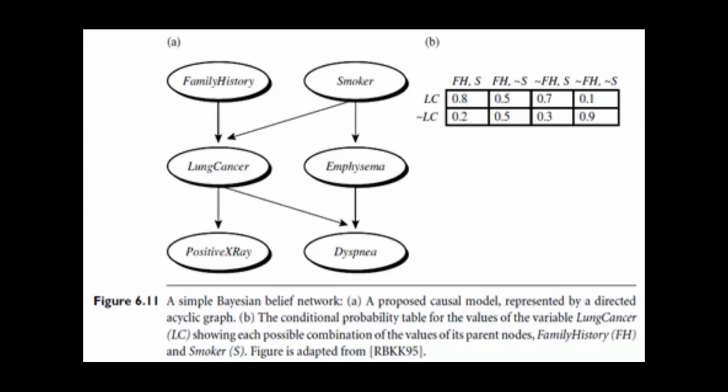For example, see the upper leftmost and bottom right entries respectively. The probability of lung cancer equal to yes, given family history yes and smoker yes, is 0.8. If lung cancer is no, family history is no, and smoker is no, the probability is 0.9.